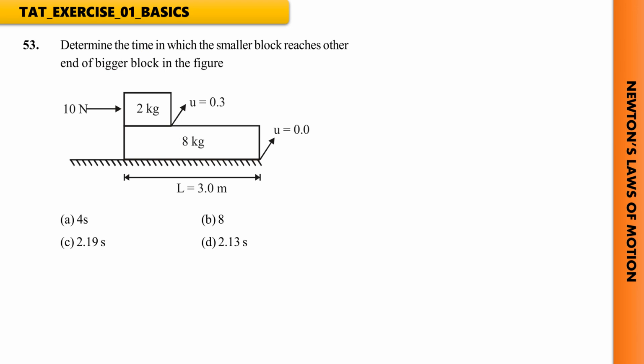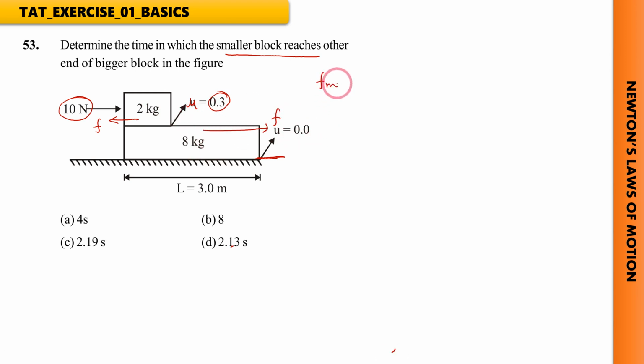In this question, determine the time in which the smaller block reaches the other end of the bigger block. In the given situation, the bottom part is smooth and the upper part has coefficient of friction 0.3. A 10 Newton force is acting from the left side on the 2 kg block. First identify the direction of friction. On the 2 kg block the friction will act on the left side, and on the 8 kg block friction is acting on the right side. This must be kinetic friction so that the 2 kg block will move on the 8 kg block to fall off on the other side.